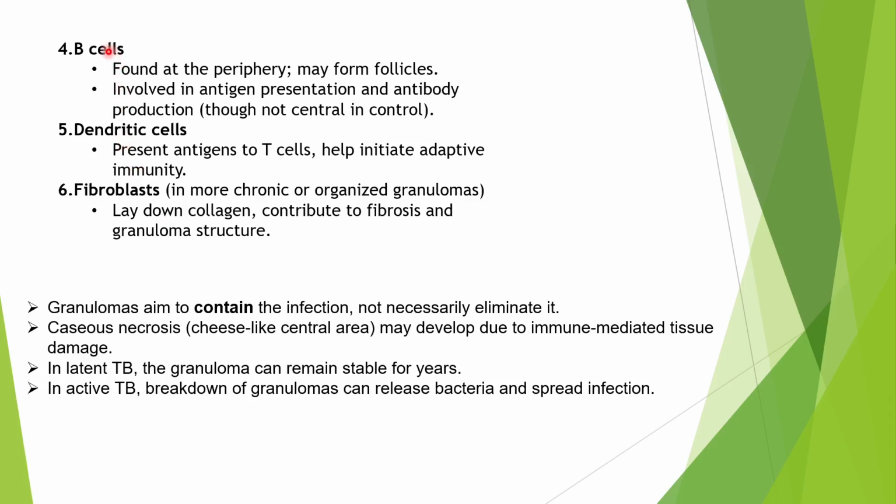Then we also have B cells, so found at the periphery and may form follicles and involved in antigen presentation. As you know, they are APC cells, so antigen presentation and also antibody production, because B cells are humoral immunity. So though they are not central in the control. Then we also have dendritic cells, so they present the antigens to the T cells. They are also APC, then help initiate the adaptive immunity.